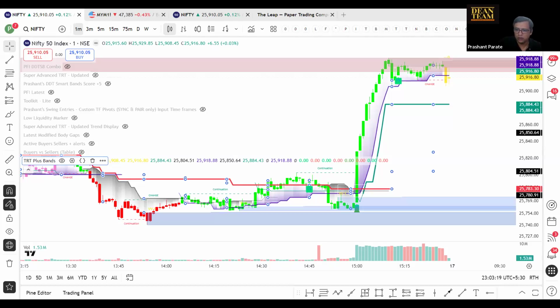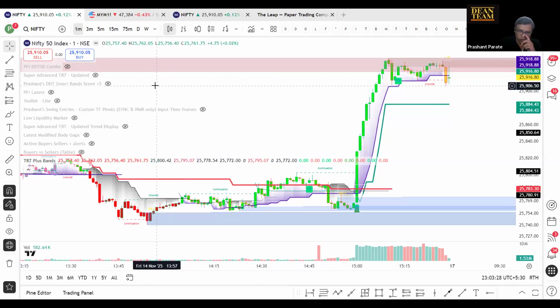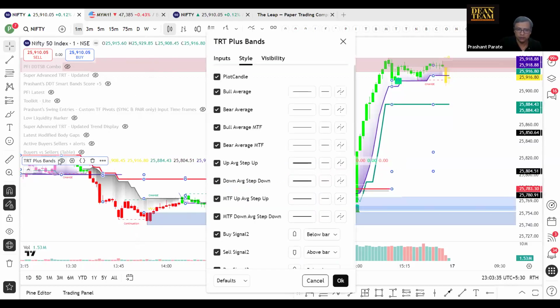Then how to get the data band? Yes, this is a very important question. How to get the data band in the 1 minute chart? We can only see it from 3 minutes onwards. This is happening because I have used multi-time frame analysis for this. I will show it once.